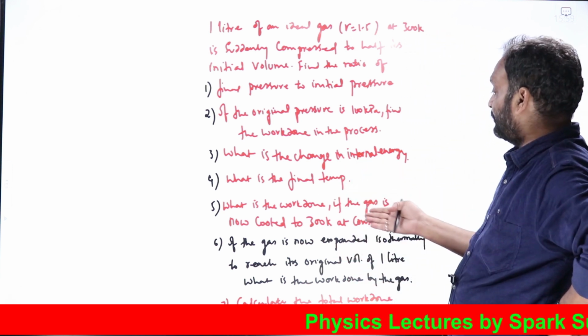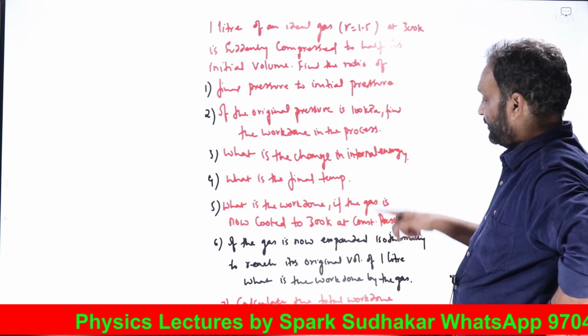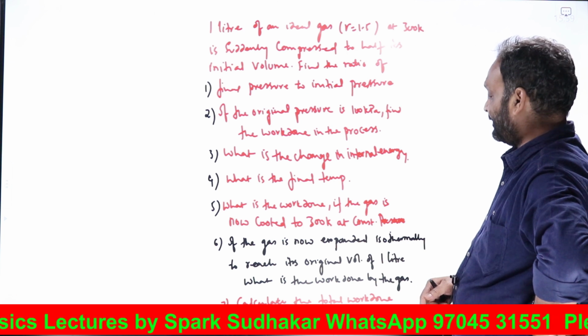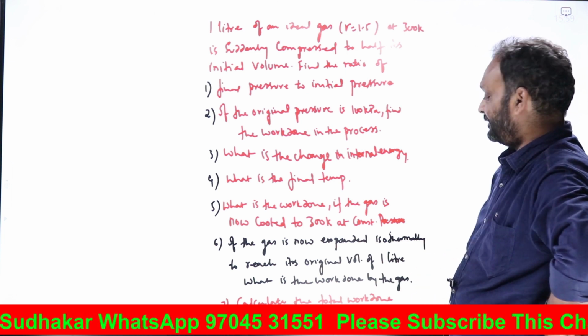If the gas is now cooled to 300 at constant pressure, if the gas is now expanded isothermally to reach its original volume of 1 liter, what is the work done by the gas? Calculate the total work done in the cyclic process.